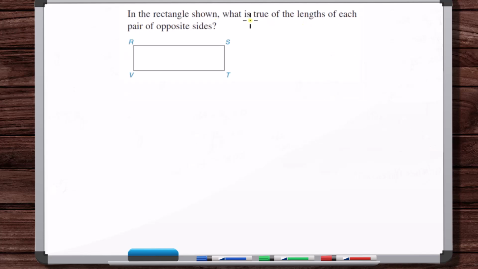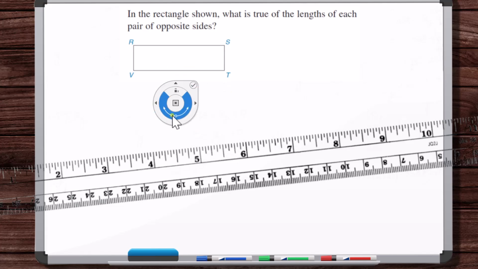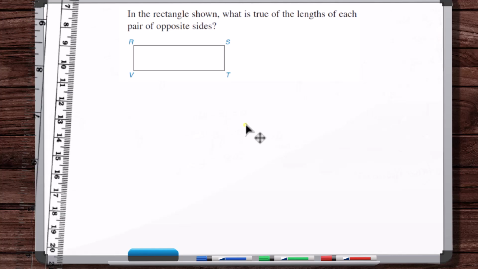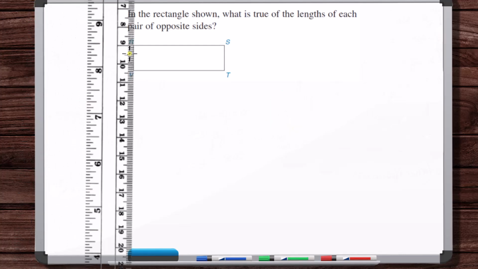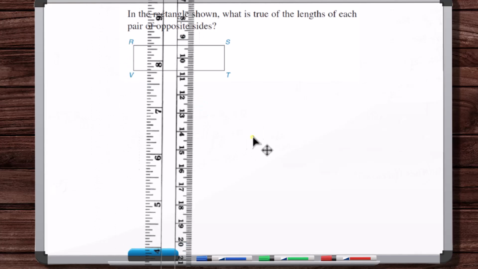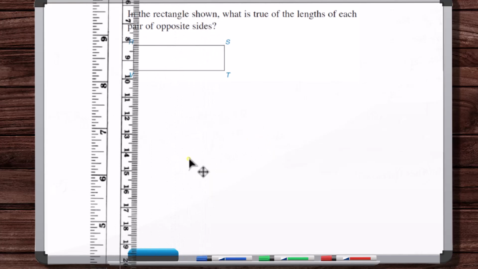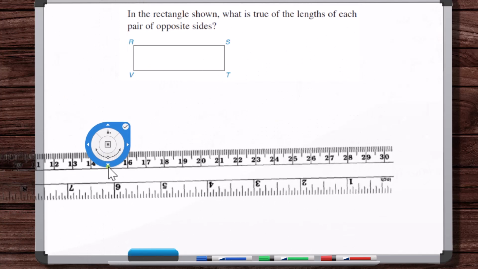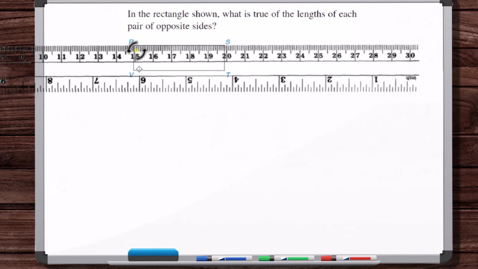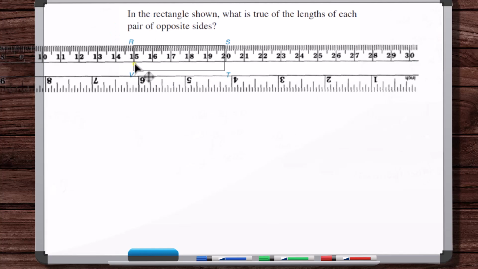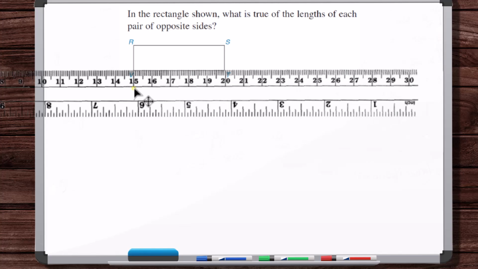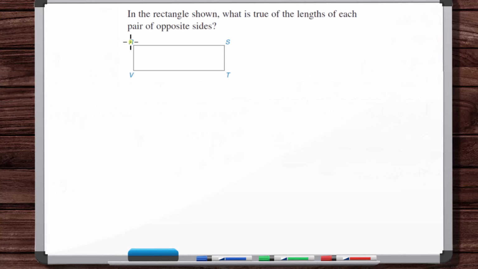In the rectangle shown, what is true of the lengths of each pair of opposite sides? So they're telling us that it's a rectangle, but we haven't officially defined what a rectangle is. So we can measure this and see that. Okay, that side's about 12.5 millimeters, and this is going to be the exact same length on the opposite side. And then if we measured this side, we're at about 19 millimeters, and this could be the exact same length. So RS is congruent to VT, and ST is congruent to RV. That's what looks to be true.